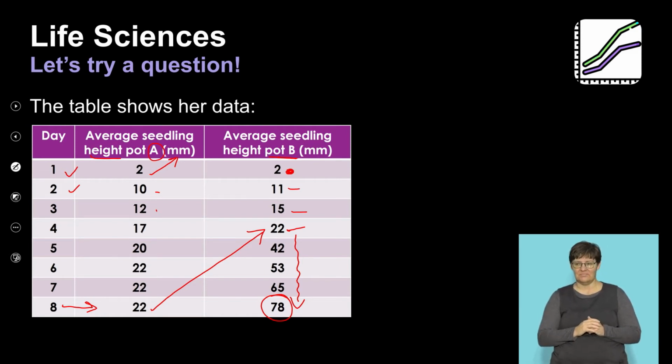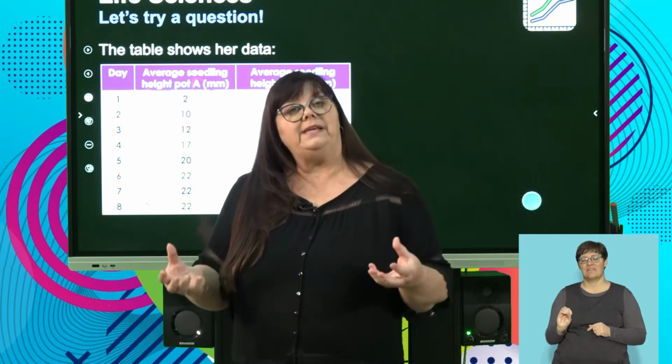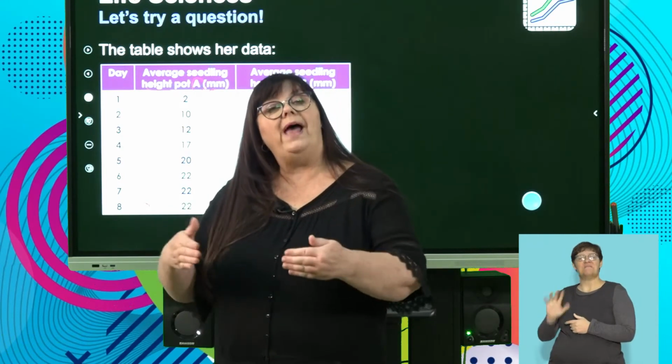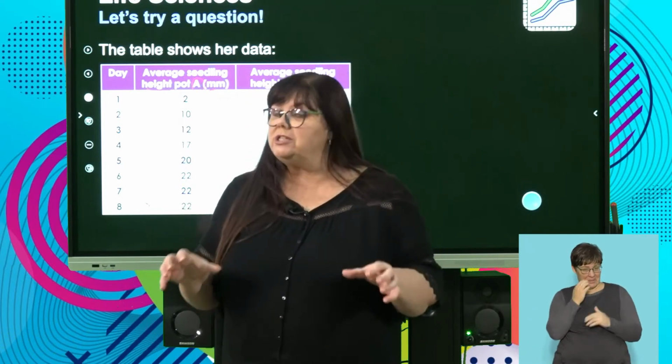So just looking at the data table, we can see that there is a difference in the way these plants in the two different pots are growing. Remember, they're the same kind of plant. They're getting the same amount of resources. The only difference is we've got crowding in one pot, in other words, a high population density, and we've got a low population density or adequate spacing in the other pot. So we can see that certainly we've got a difference in terms of the growth.